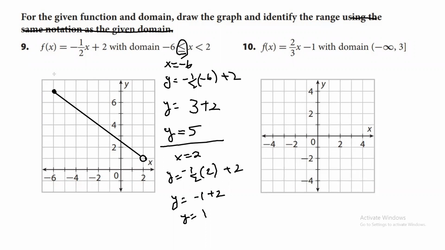Questions on that? I'm gonna skip 10. Okay, you don't have to do it. You can do it for fun. And you can show me.